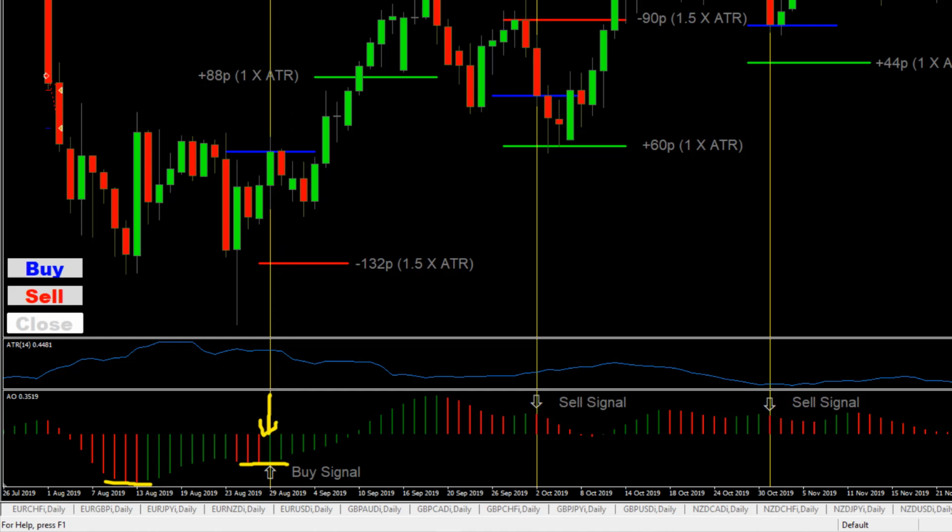Again, I've drawn this line just so you can track it right up to the actual candle. So we entered right here. Our first target is 88 pips and our stop loss is minus 132. As you can see, this pulled back a little bit but didn't even hit halfway below our entry and hit our target fairly easily right there.